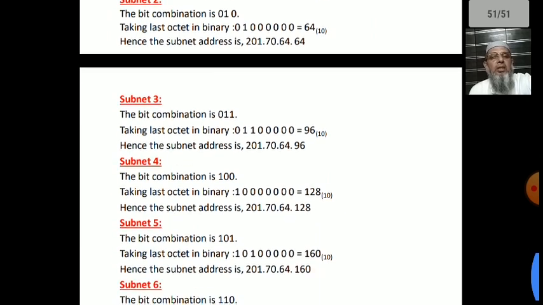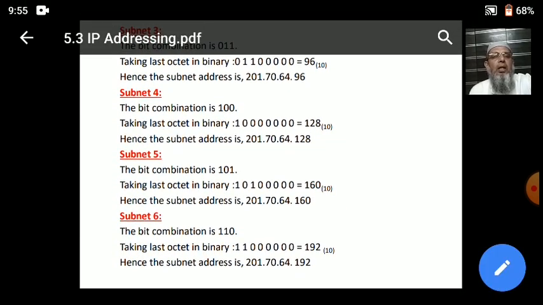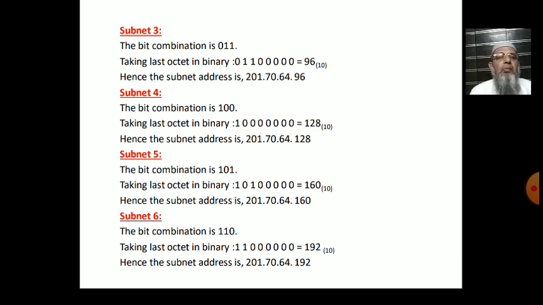Now see subnet 3. The bit combination is 011. Taking the last octet in binary, 011 and 5 zeros, that is 96. So the address of the third subnet will be 201.70.64.96. This is the first address of the third subnet, the network address of that subnet.